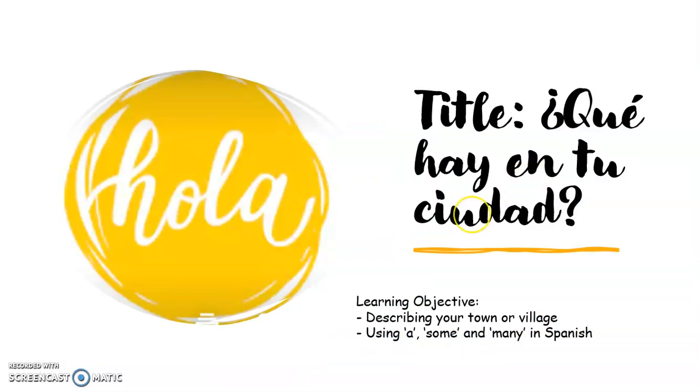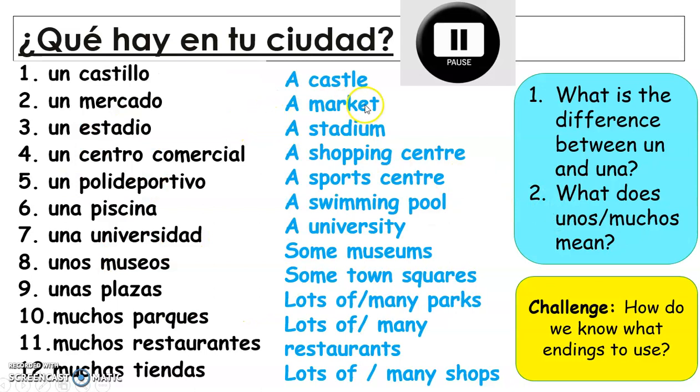We had 2 learning objectives. One is to describe your town or village, saying what things are in there, and using a, some, and many. So far, we've completed the first one, so well done, everybody. Right, so we left it at a question, what is the difference between un and una, and what does unos and muchos mean? So we saw un and una are the equivalent to our a, and we use un for masculine and una for feminine.